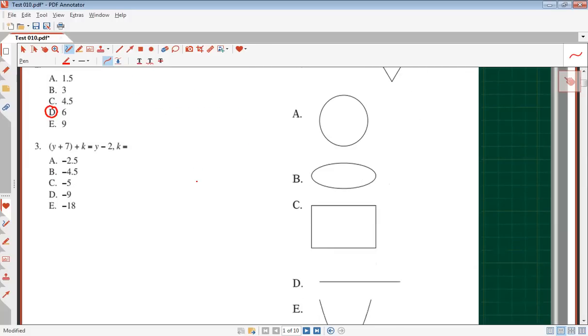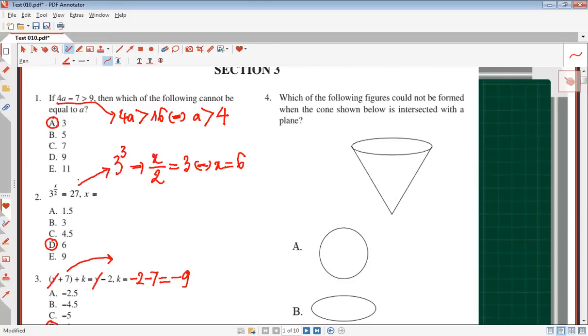Question number 3. First, we cancel variable y on both sides, and next we move the number 7 from the left side to the right hand side. Then we have k equal to -2 subtract 7, that is -9. Option D. These 3 questions, they are very easy.